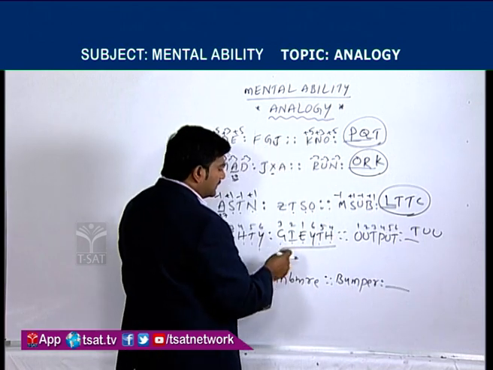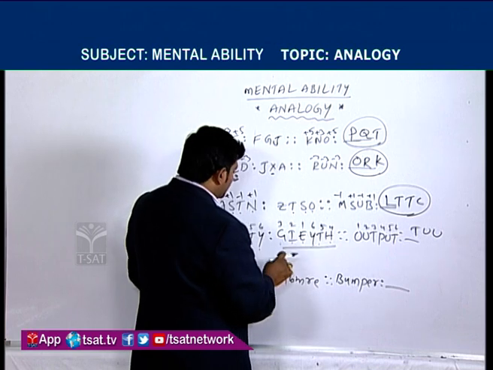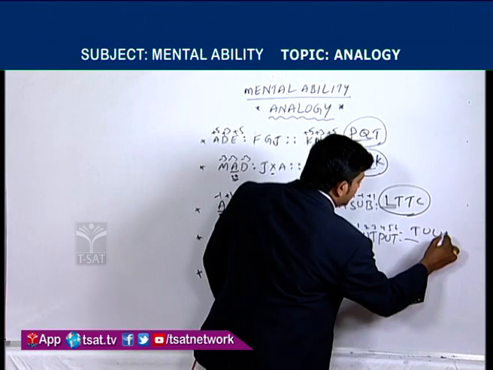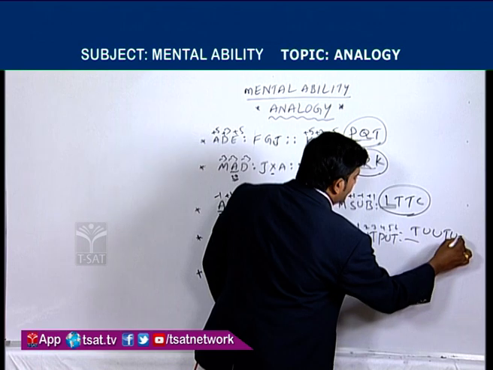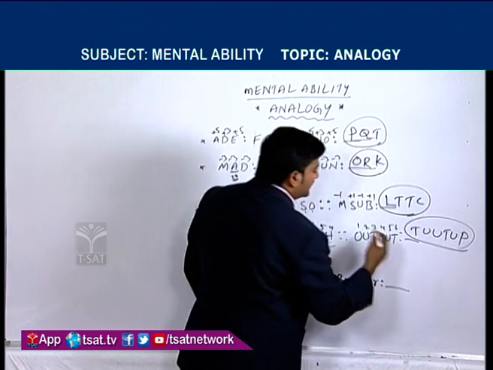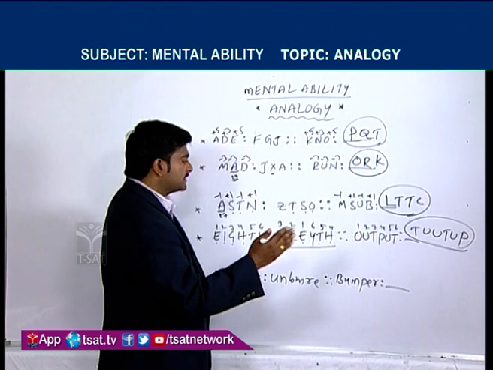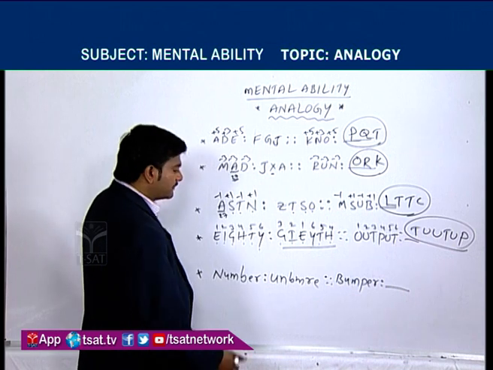3, 2, 1. And 6, 5, 4. 6 means T. 5 means U. 4 means P. Okay, it's very clear. 1, 2, 3, 4, 5, 6 becomes 3, 2, 1, 6, 5, 4. Jumbling order. Now observe here.